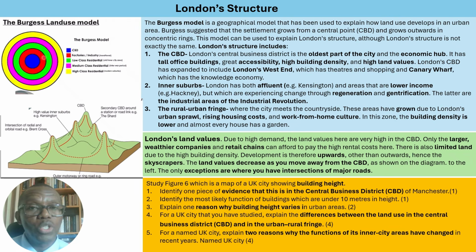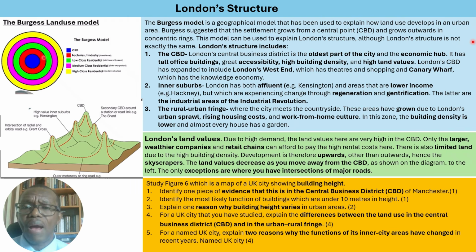The next thing that we'll talk about is London's structure. Now, we have the Burgess model here. And the Burgess model is a geographical model that has been used to explain how land use develops in an urban area. Now, Burgess suggested that a settlement grows from a central point, and that central point is a CBD, and then grows outwards in concentric rings, as you can see in this particular figure here.